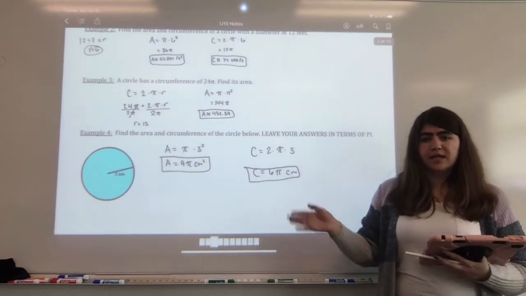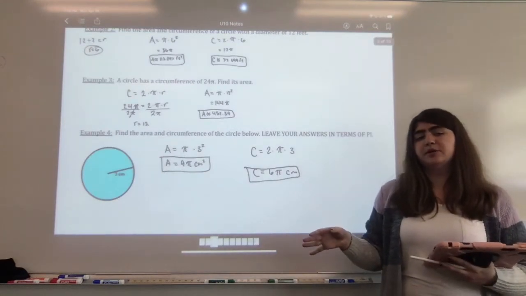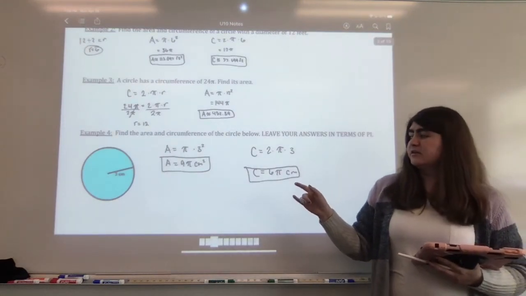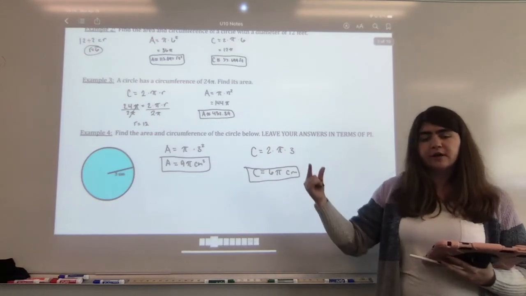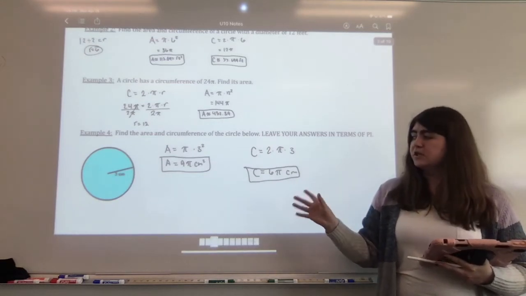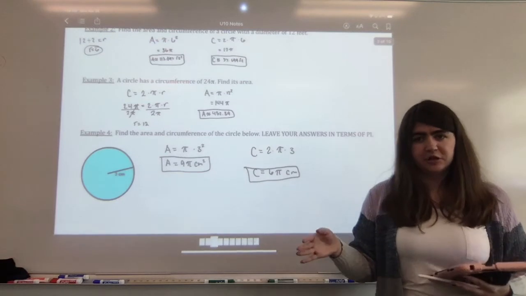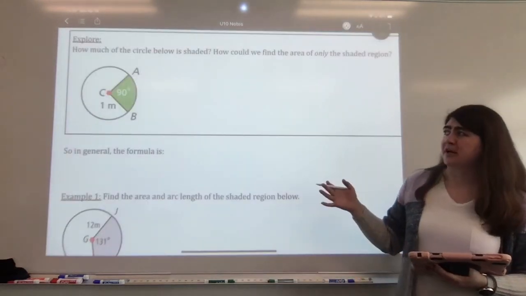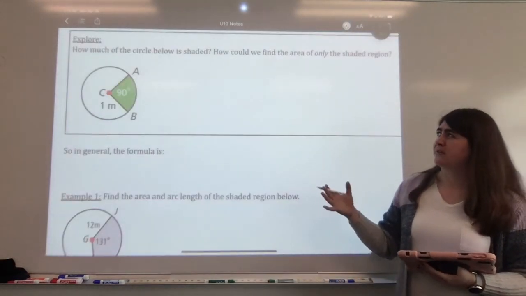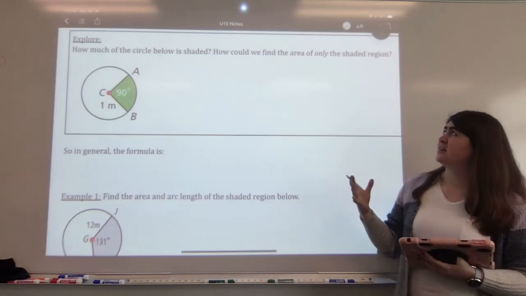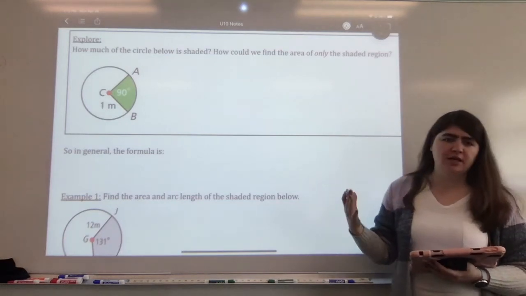All right, now we're going to go ahead and turn the page and talk about what happens when you need to find the distance of only part of your way around the circle or only part of the area of a circle. Here on the next page it says explore. How much of the circle below is shaded? And how could we find the area of only the shaded region?